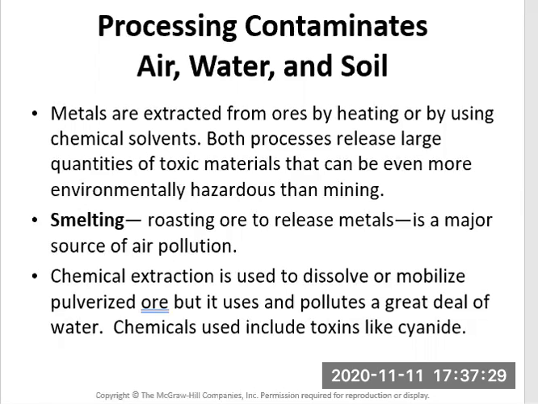Recently, upward of about $250,000 per year has been spent on the restoration effort. The trees and other plants are still feeble, but more than two-thirds of the area is considered covered with vegetation. So when we talk about smelting, it's roasting ore to release those metals, which is a major source of air pollution. Chemical extraction is also used to dissolve or mobilize the pulverized ore, but it uses and pollutes a great deal of water. Chemicals used include toxins like cyanide.